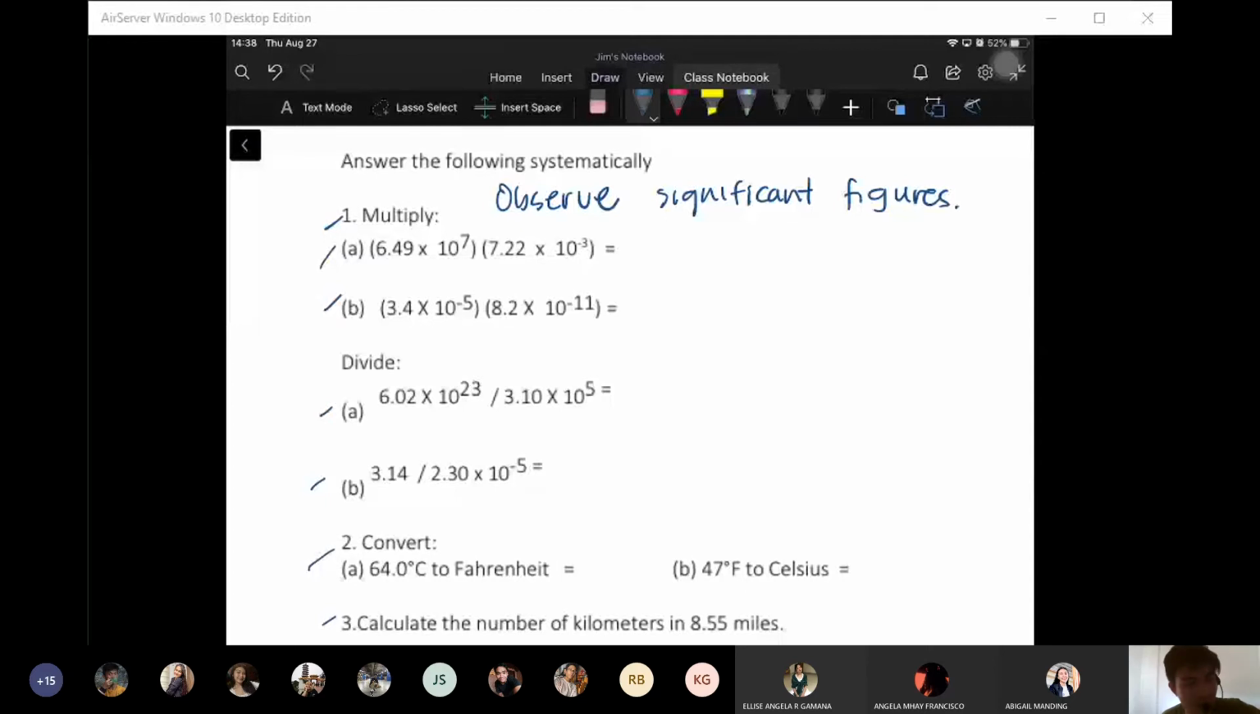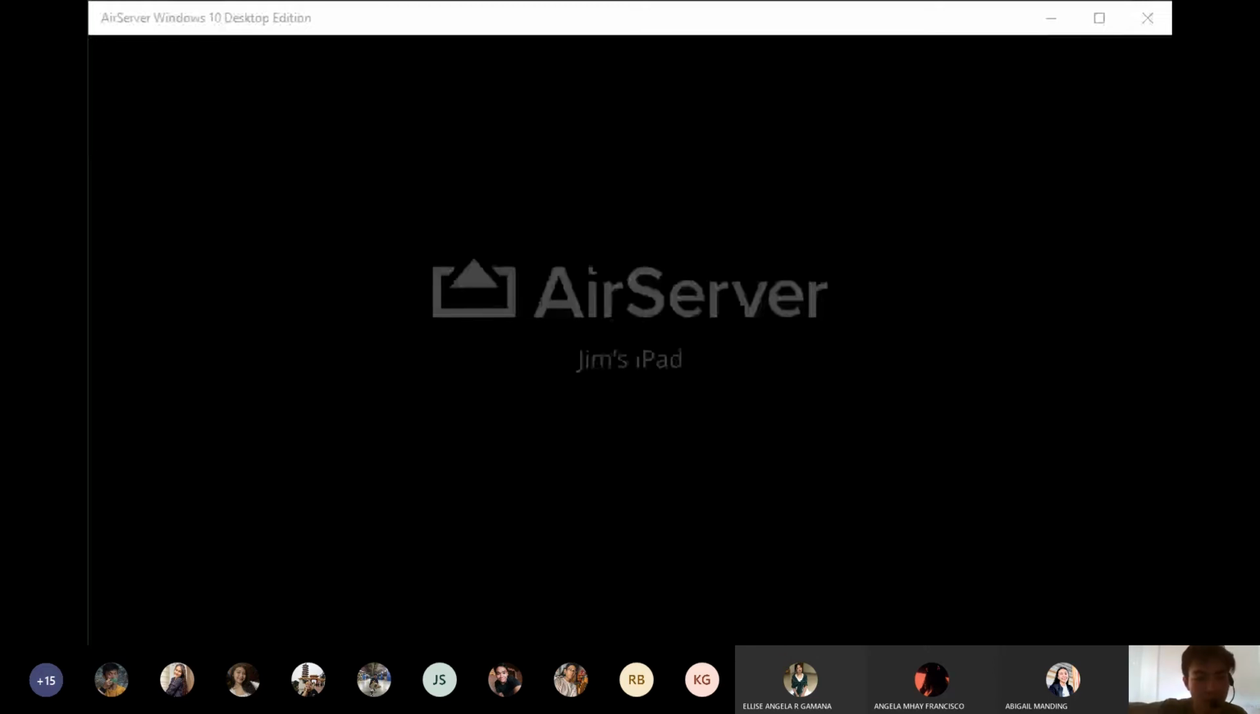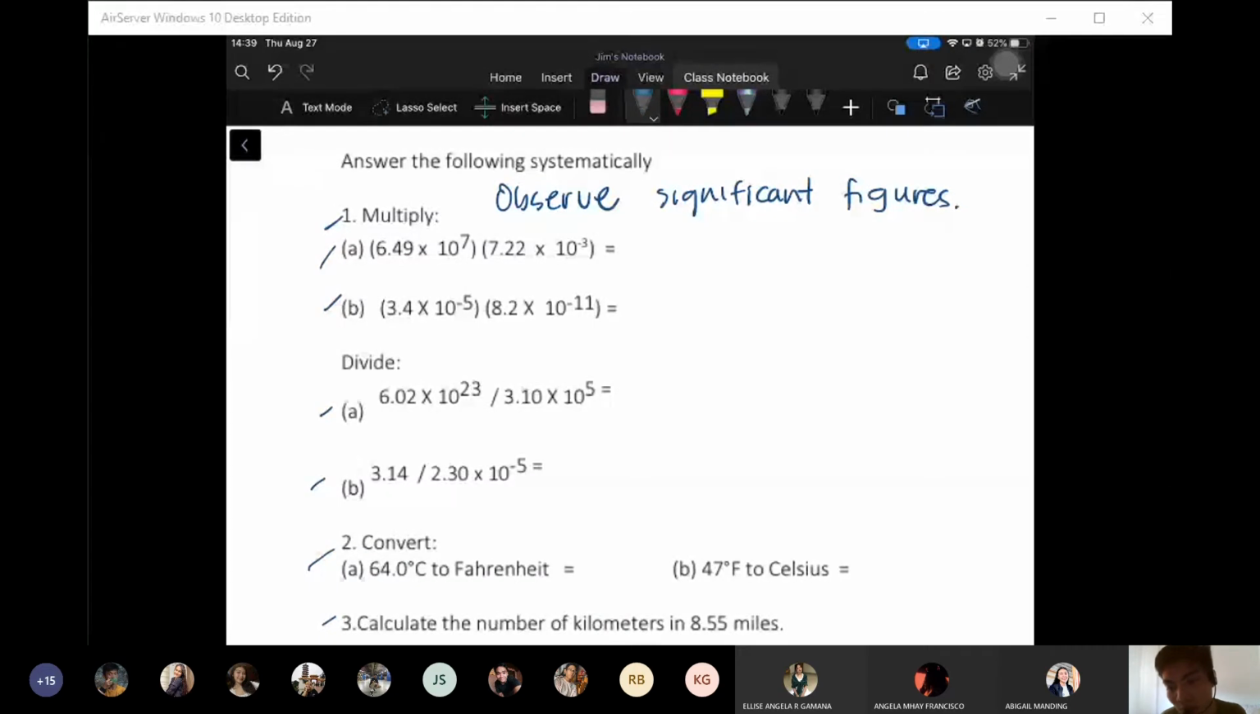Okay, so siguro pwede na tayo mag-answer. Sino gusto magpakita ng sagot? Magpakita ng sagot for number 1, letter A, multiplication. Mag-raise na lang ng hand. Pakita nyo sa screen, ganun nyo. Ganun.